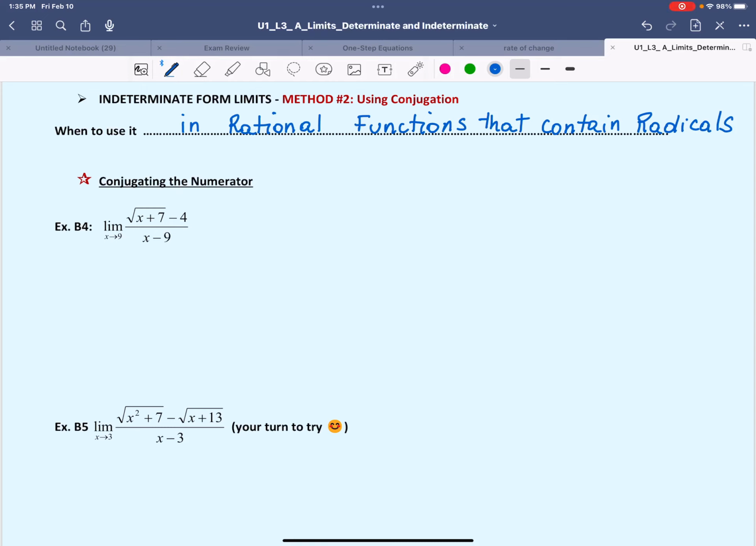Welcome back to the lesson on limits. This time we'll take a look at a new group of limits where we practice how to find the limit of a function by using a method that we call the conjugation method. So when do we use it? We use it in rational functions that contain radicals.